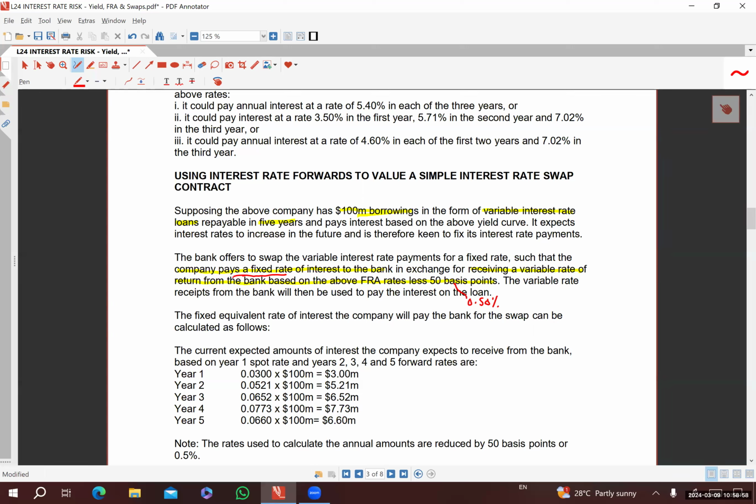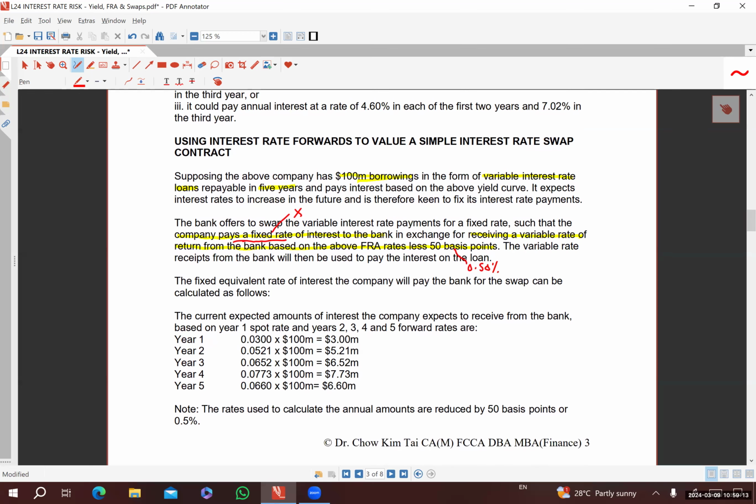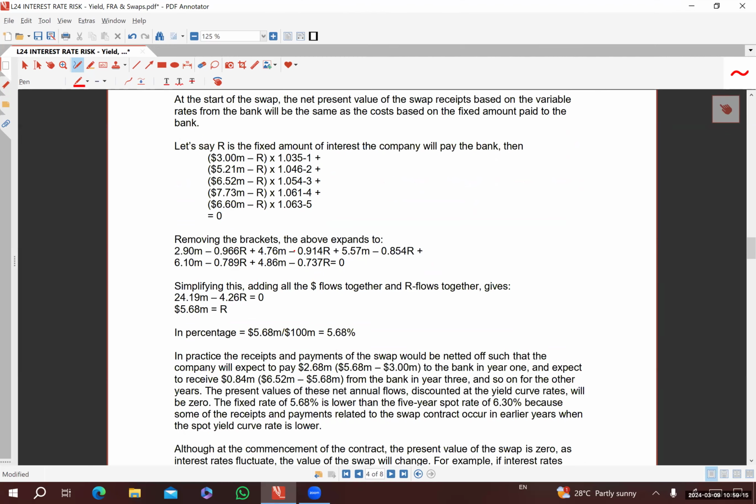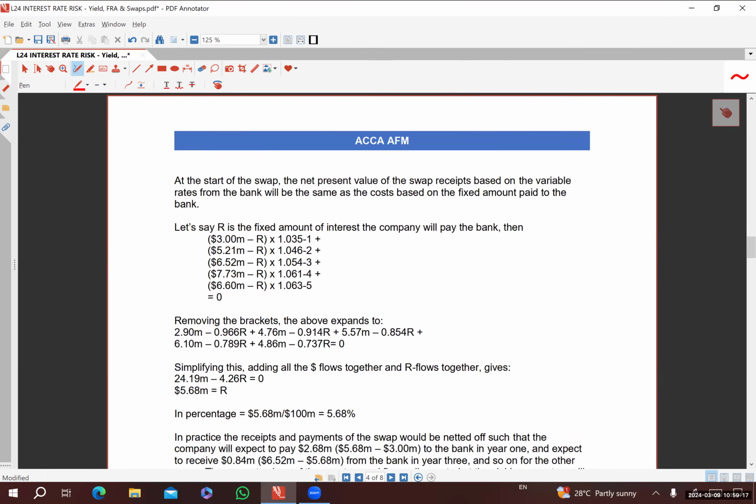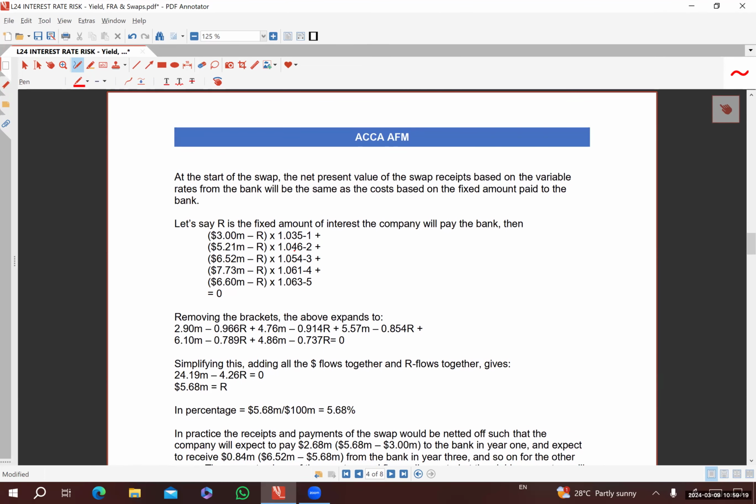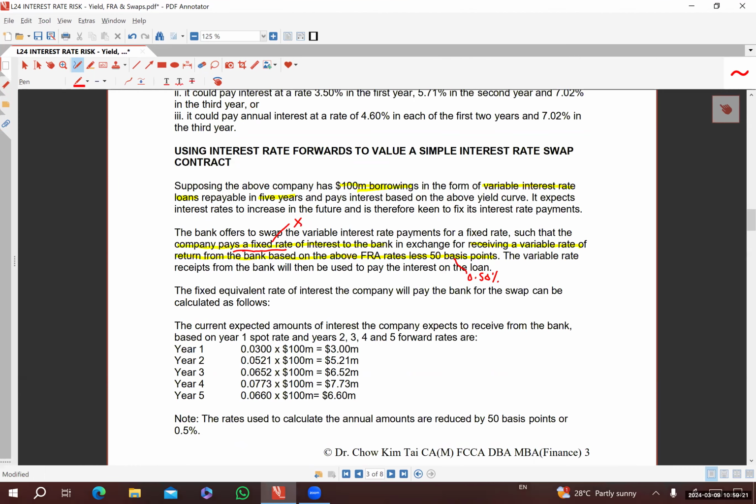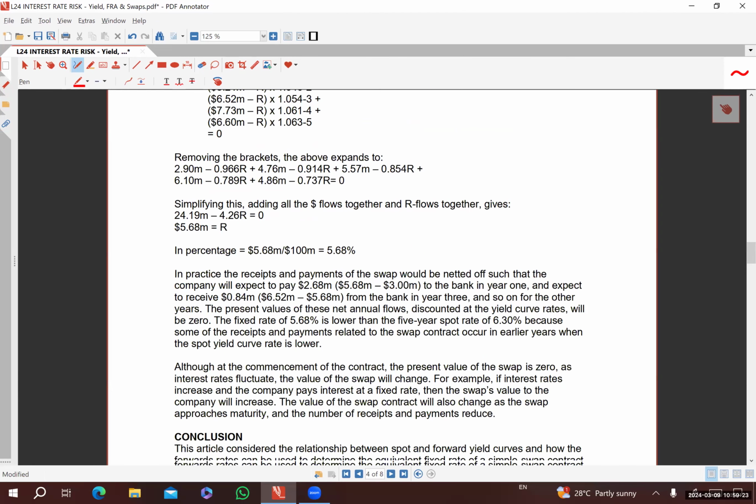Now, what is the fixed amount that the company will pay the bank? We want to work out this. We denote this by X. So how to work out this X? The whole computation is here. This is quite difficult to follow, so I'm going to show you separately. Now I'm going to do it here.